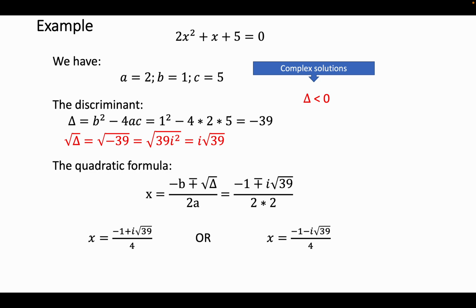We will then use the quadratic formula, which is x equals negative b plus or minus the square root of delta, divided by 2a. Substituting that will give us solutions of x equals negative 1 plus i square root of 39 divided by 4, or x equals negative 1 minus i square root of 39 divided by 4.